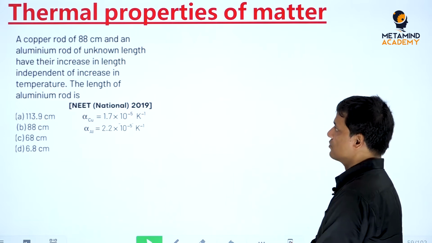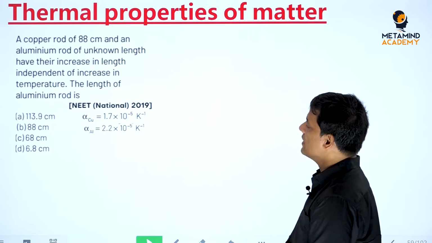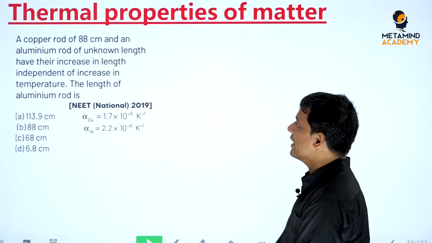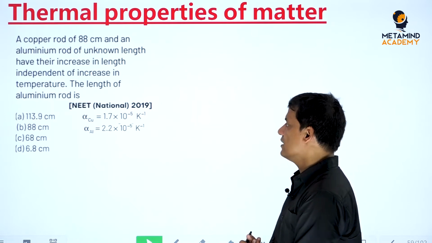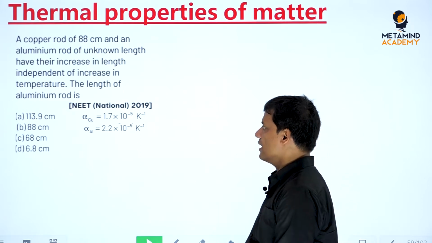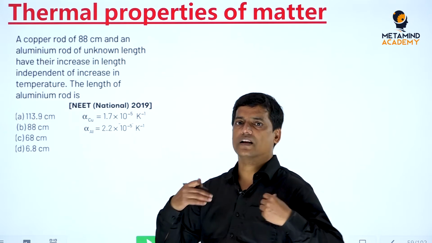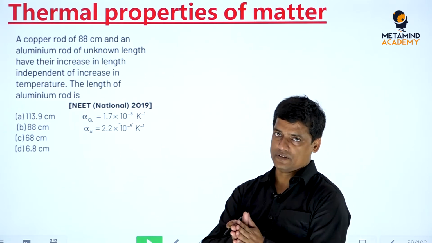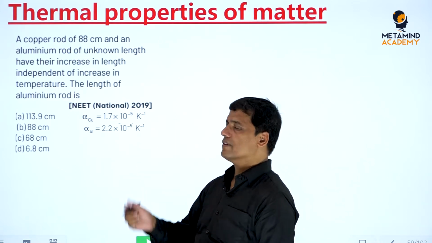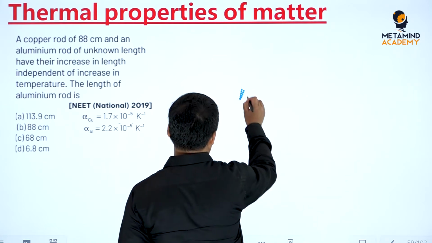So the very first one: a copper rod of 88 centimeter and an aluminium rod of unknown length have their increase in length independent of increase in temperature. The length of aluminium rod is... it's a bit of a calculative question. For the thermal properties, whenever the metal is given heat, expansion happens. The expansion can be 1D, 2D as well as 3D. So you have a rod where the length will change, so change of length, that is delta.